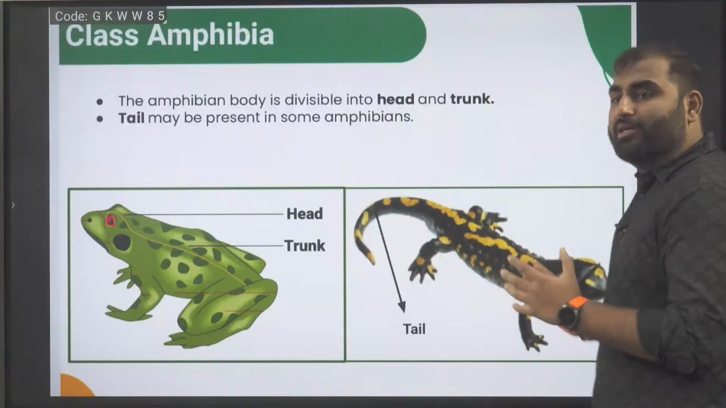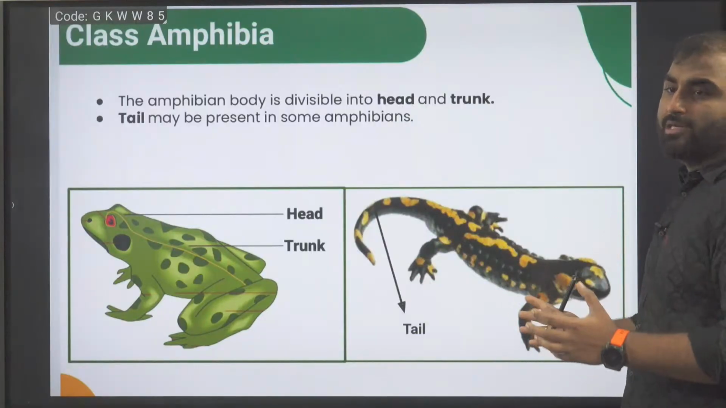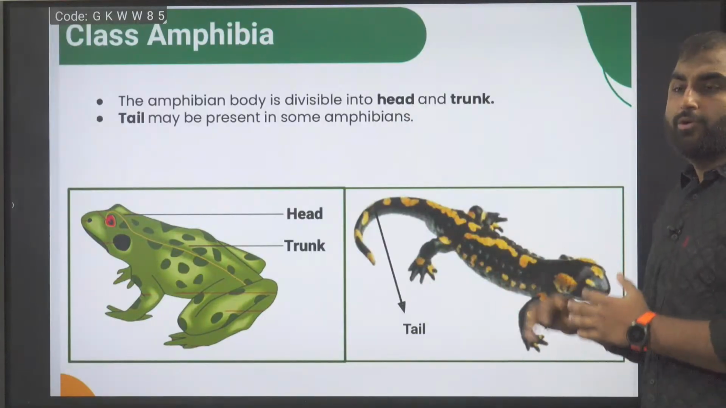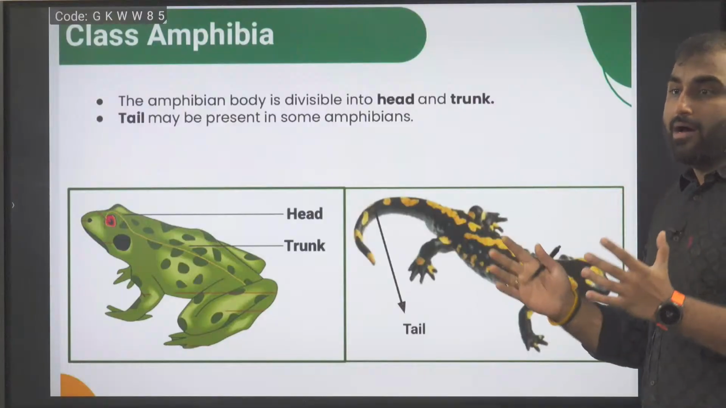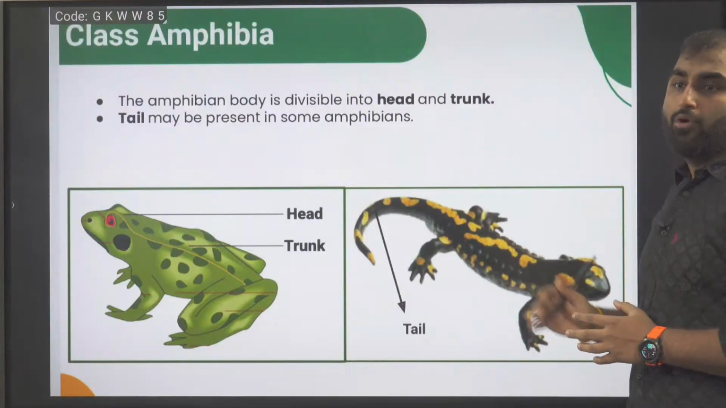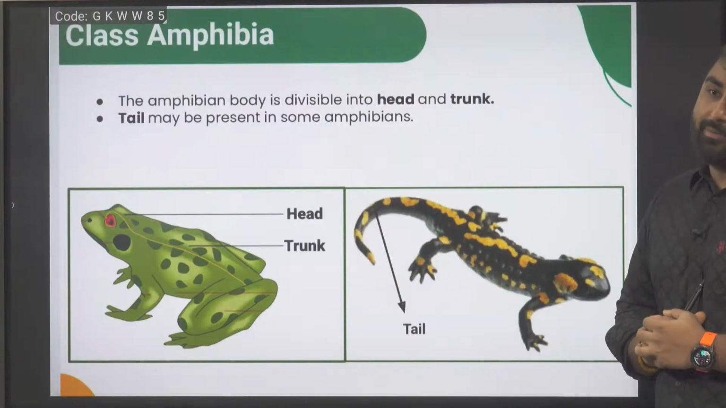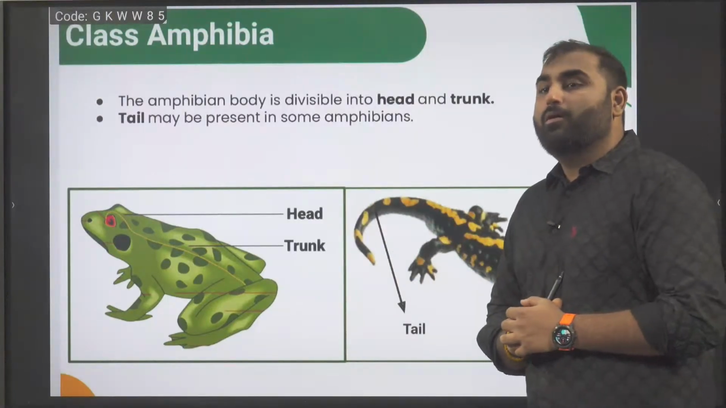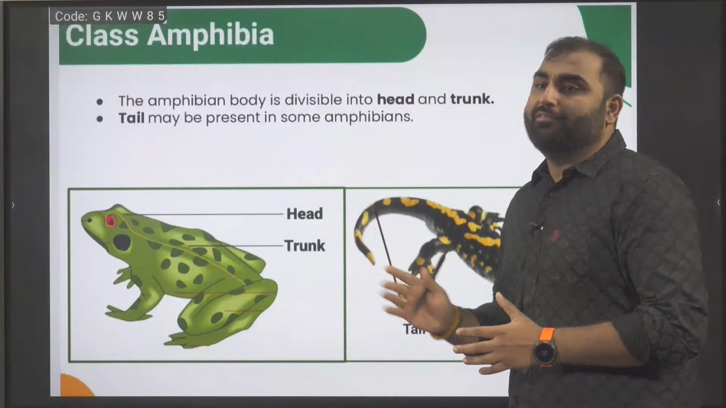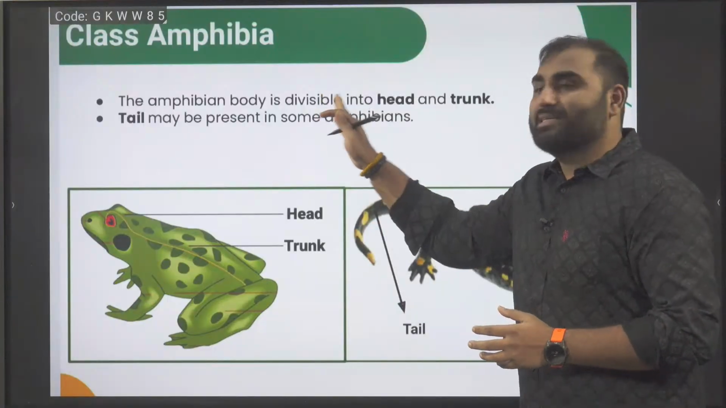But when you talk about a salamander, if you look at the picture here, we have a salamander. When you look at a salamander, Salamandra, scientific name, their body has one more extra part, that is the tail part. So all of the salamanders do have the tail. So amphibian body, basic division is head and trunk.